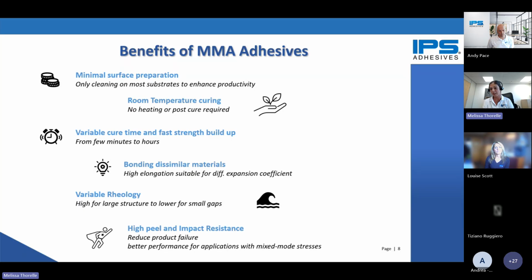MMA adhesive can also be adapted to your process. If you need a material that flows quite easily, you can have this formula. But if you need something that needs to be applied vertically, even upside down with no sagging, you can also have a formula with a high thixotropy, suited for vertical application. As I mentioned, you can also have very good impact resistance and high peel capabilities, up to 15 Newton per millimeter with such an adhesive.